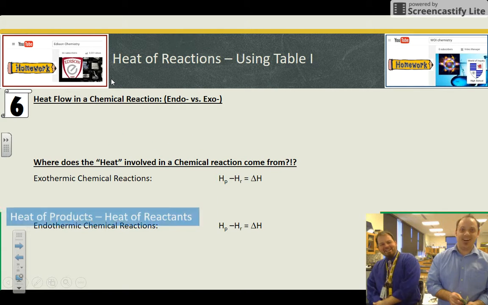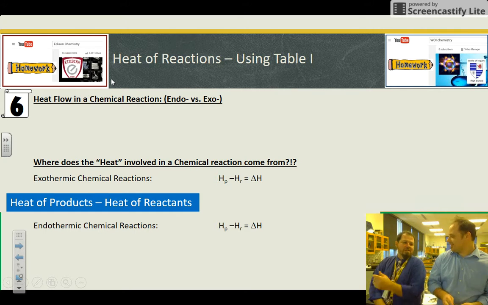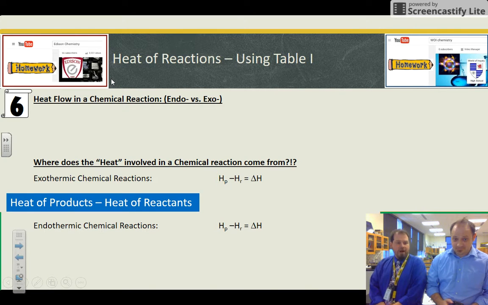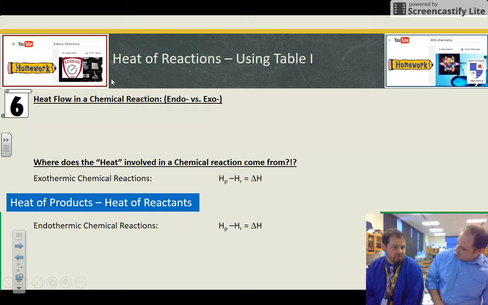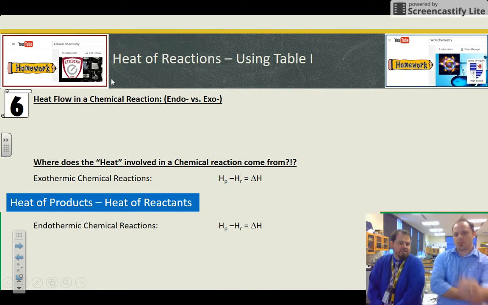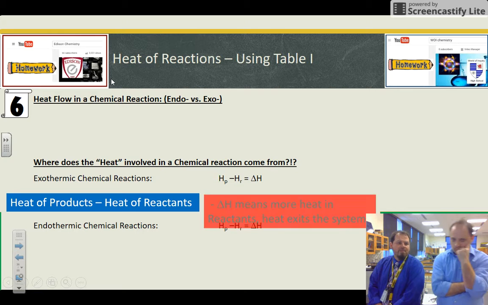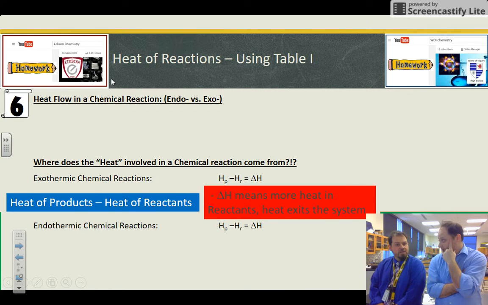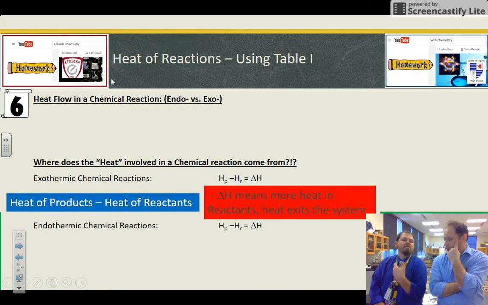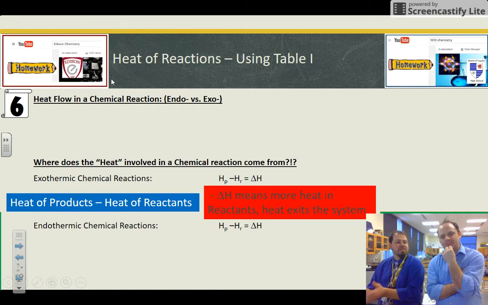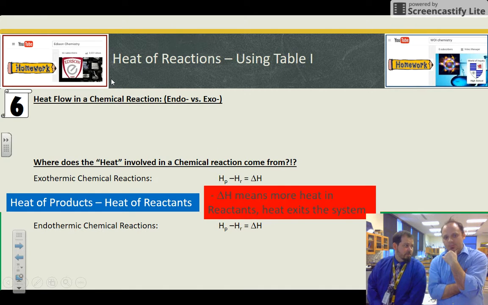Here's the equation. It's always products minus reactants, no matter what we're dealing with, and even in this case, now we're dealing with heat. So it's heat of products minus heat of reactants. When I'm dealing with an exothermic, that negative delta H just means there's more heat in the reactants, so heat exits the system. There's less heat in the products, in order for me to get that negative value.